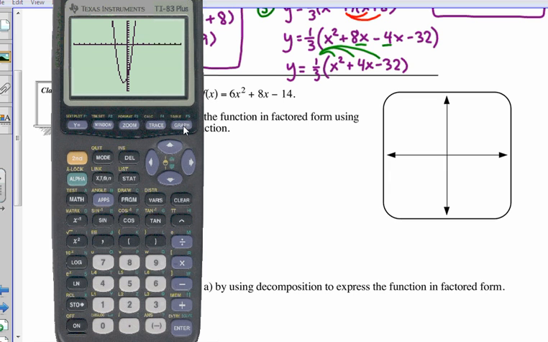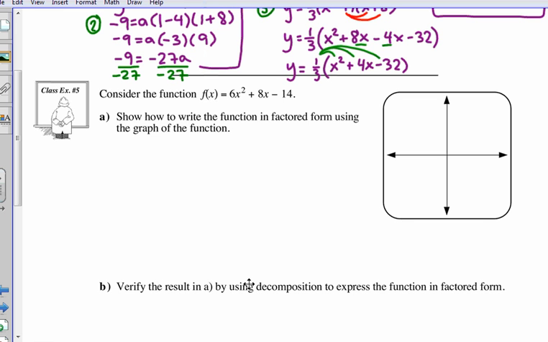So let's roughly sketch that. Something like that. That's a very rough sketch. Okay, so what do we need to make the equation? First and foremost, we need our zeros, right? We need these guys, our zeros. So it says show how to write the function in factored form using the graph of the function. So first, we're going to find the x-intercepts.